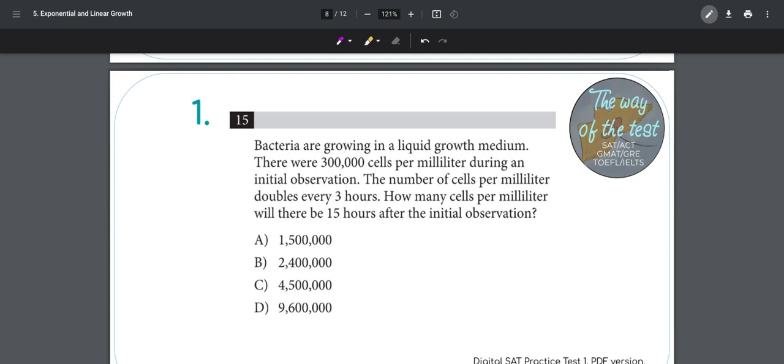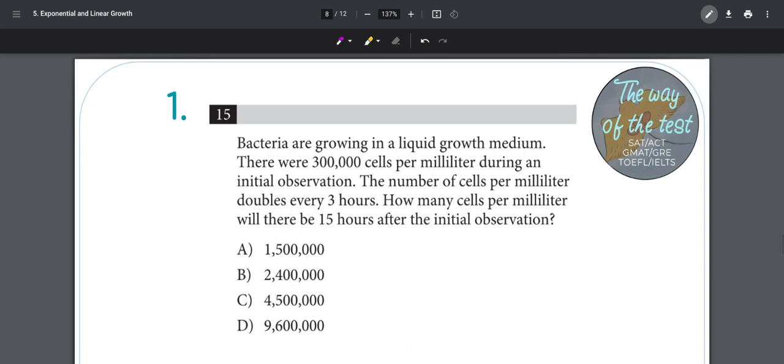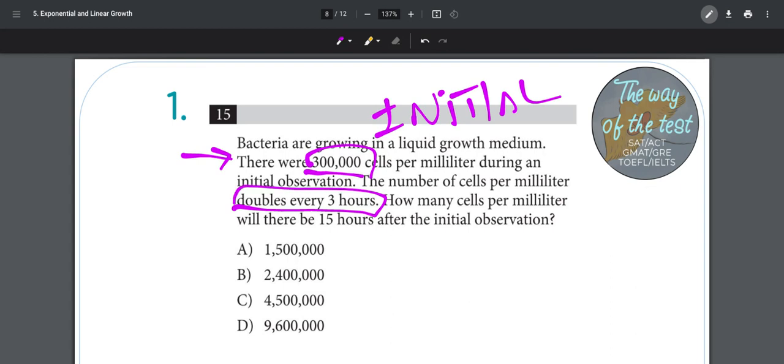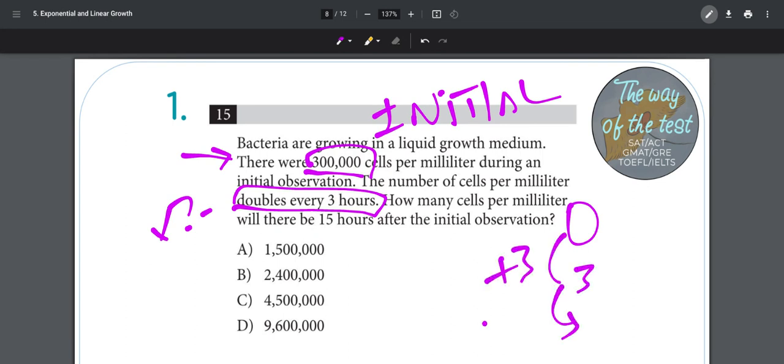Okay, so we're going to start understanding. Bacteria are growing in a liquid growth medium. There were 300,000 cells per millimeter during initial observation. So the initial is this. The number of cells per millimeter doubles every 3 hours. So every 3 hours is times 2, which means at hour 0, then at hour 3, and then every 3 hours at hour 6, and so on. And the question is, how many will there be after 15 hours?